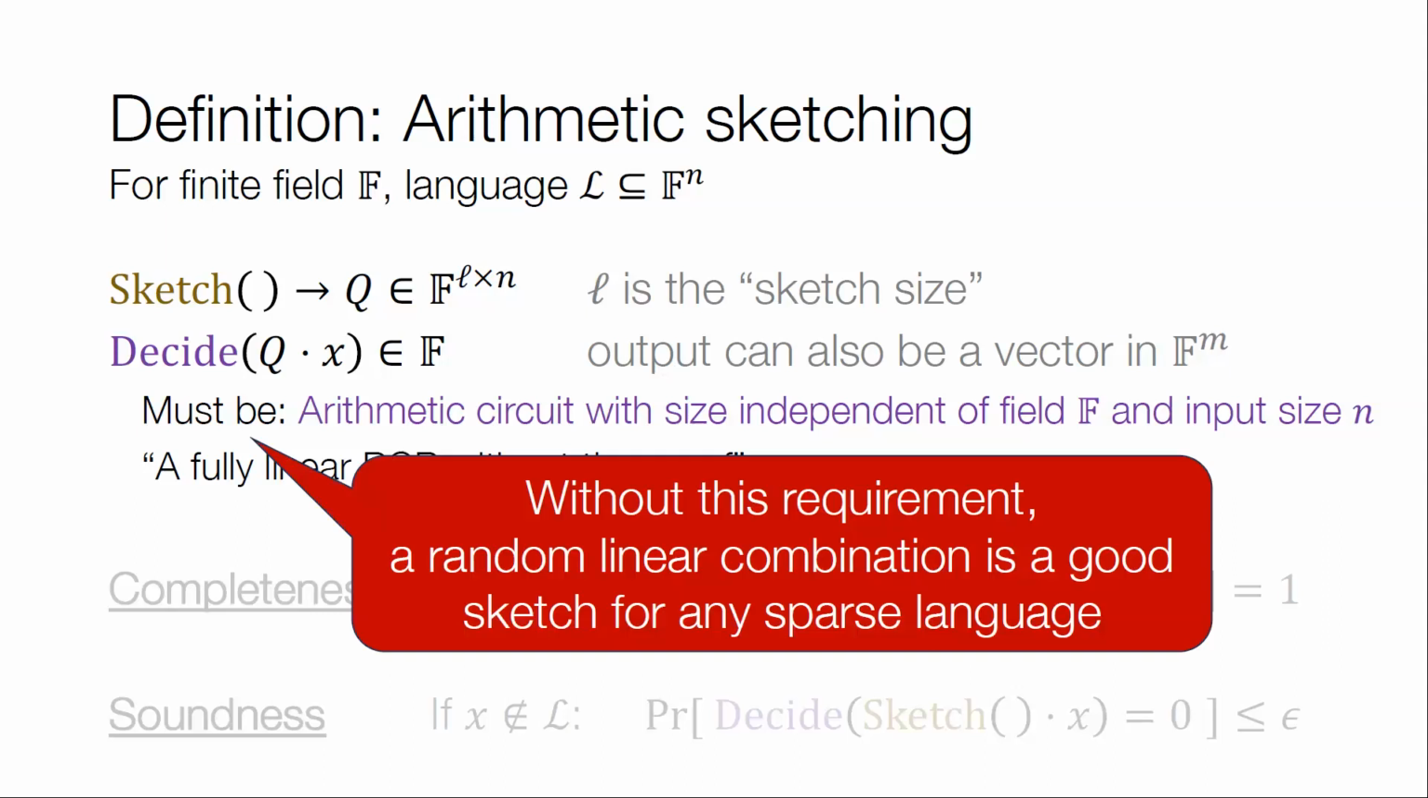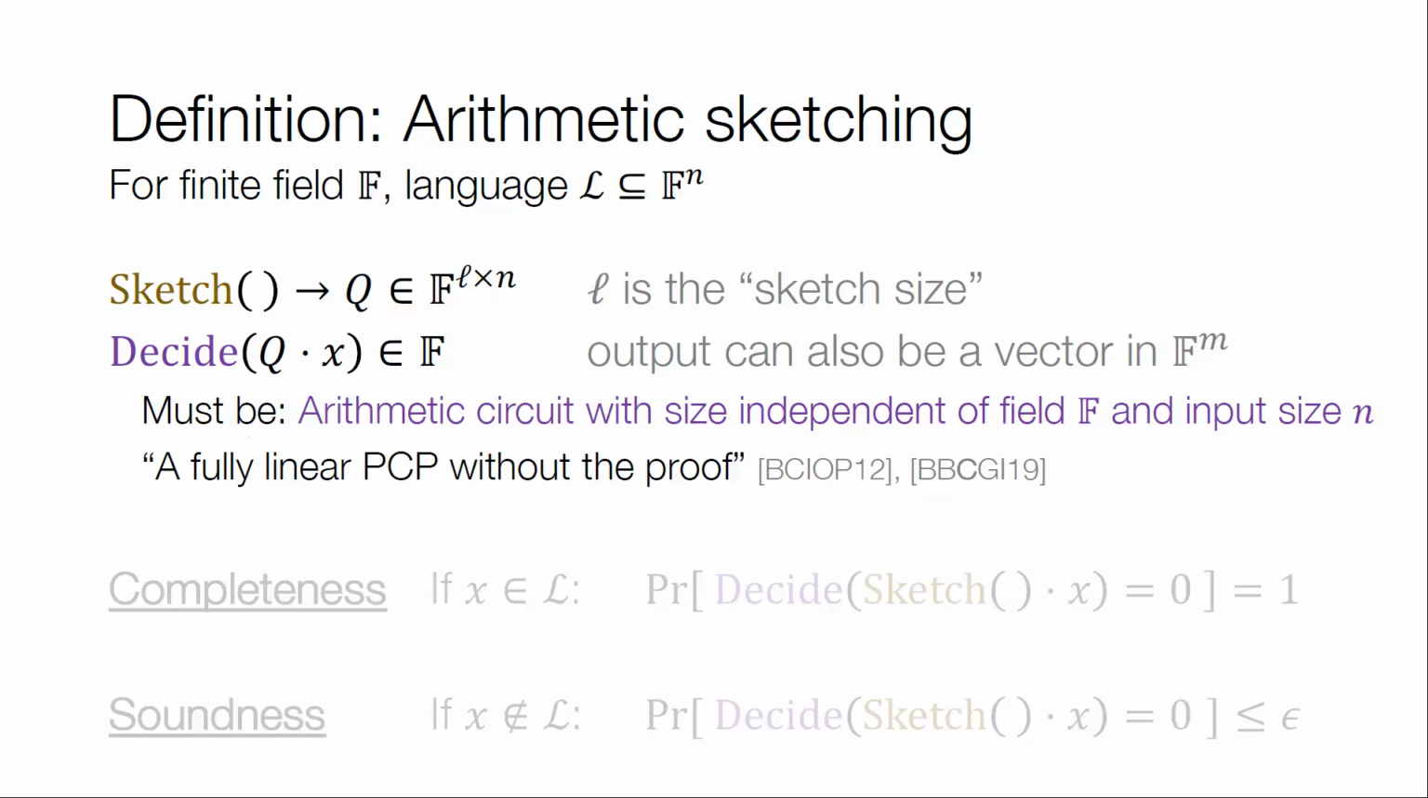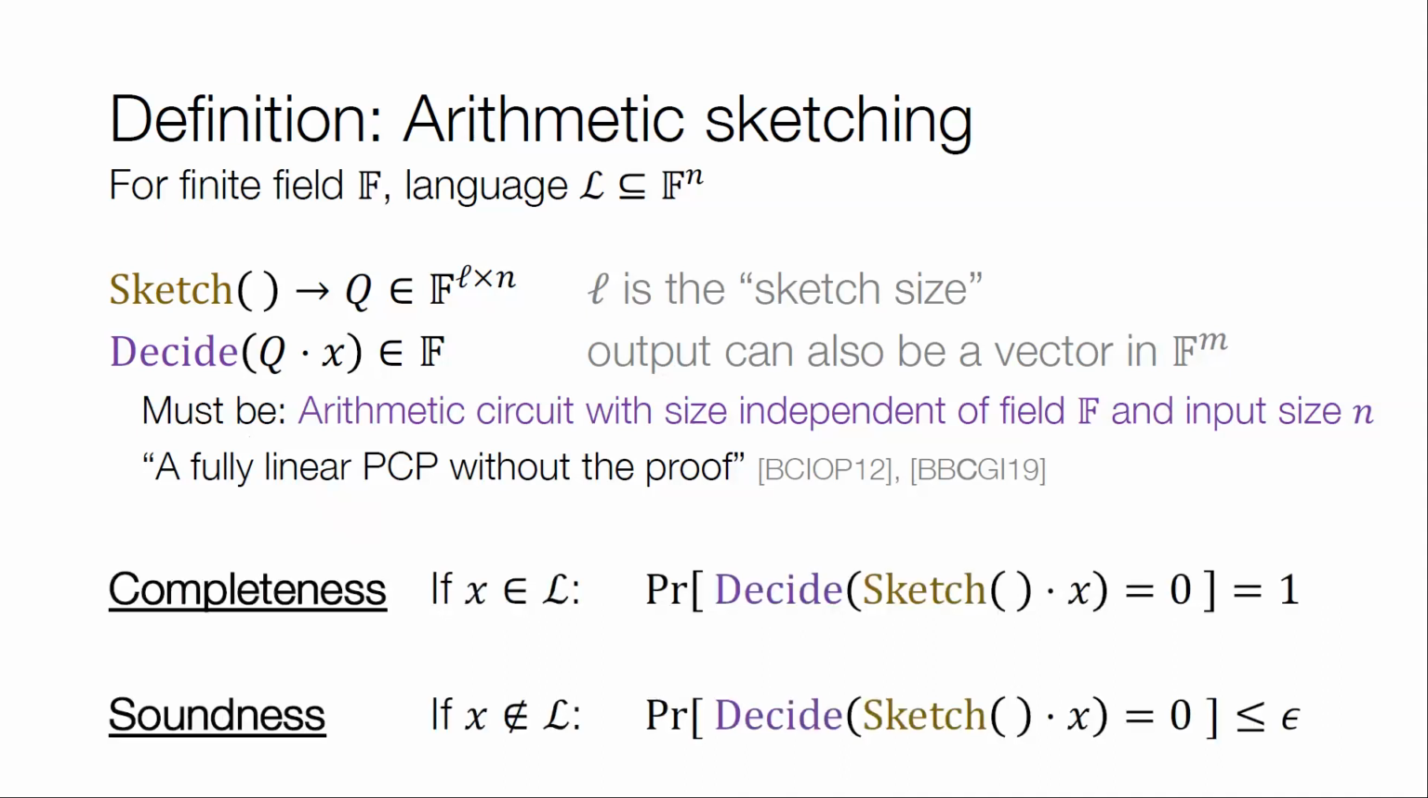In particular, if you don't have an arithmetic decision predicate, then taking a random linear combination is enough to sketch any sparse language. But deciding whether a random linear combination of the input is in a language or not is actually not easy to do with an MPC. So requiring that this thing be an arithmetic circuit is what makes it useful for cryptographic applications. For those of you who've seen linear PCPs and fully linear PCPs, you can think of this as a fully linear PCP without a proof. But if you don't know, don't worry about it.